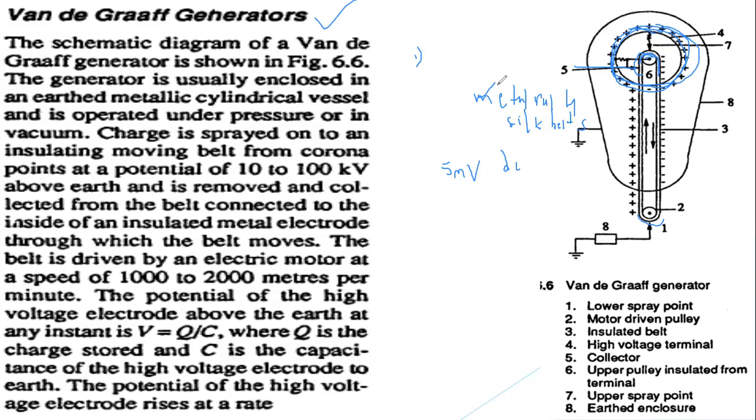Right, so it provides a DC supply. Let us say this DC supply is given here. I will note the DC here. When the DC supply is given, it is given to the lower spray point. These pulleys are driven with the help of the motor. This is the motor, the motor driven pulley, which actually runs at about 1000 to 2000 rpm.